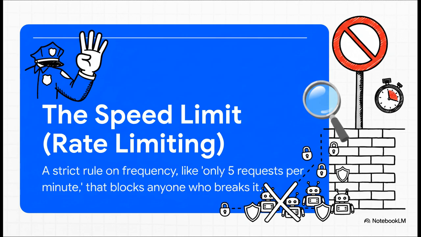And finally, we have the speed limit cop. This is rate limiting. This is your most basic, straightforward bouncer. It just enforces one simple, strict rule. Like, hey, you can only try to log in 5 times in 1 minute. If you break that rule, you're put in a timeout. This is your fundamental defense against what are called brute force attacks, where a bot just sits there trying to guess a password over and over again at lightning speed.